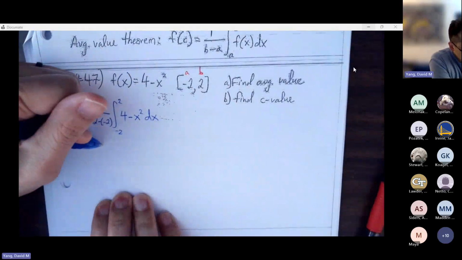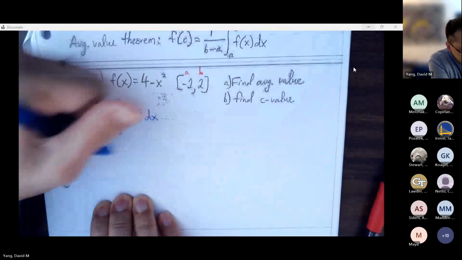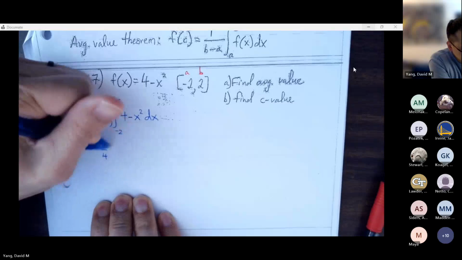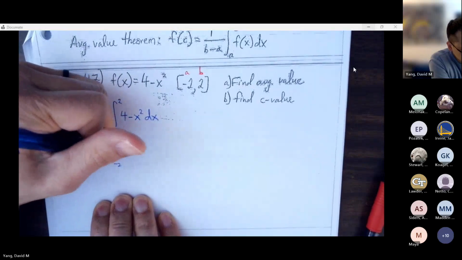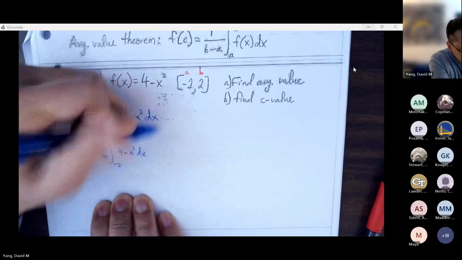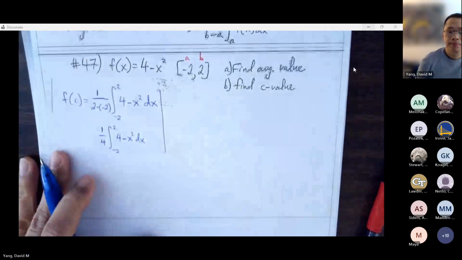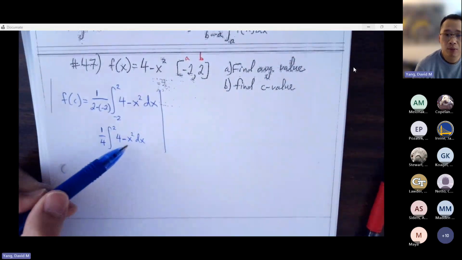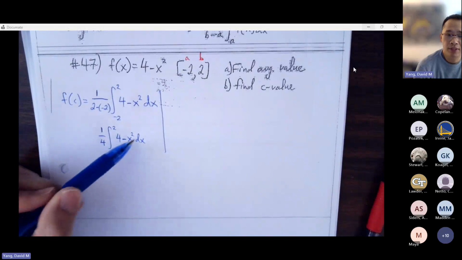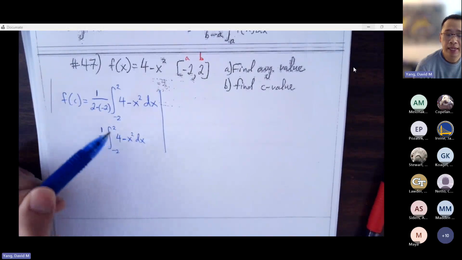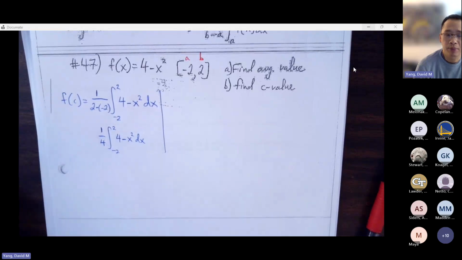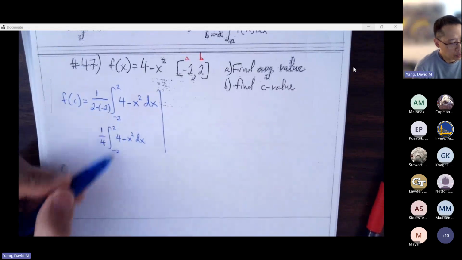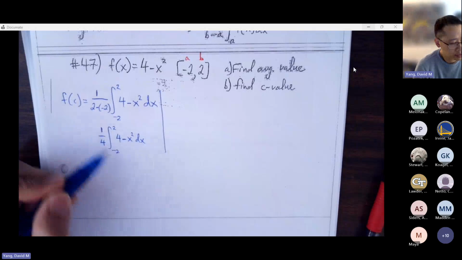Do some cleanup here. I get 1/4. I'm basically reading this from right to left here. I'm going to take care of the antiderivative, then plug in the upper and lower bounds, get that number, and then multiply everything through by 1/4. So ignore the bounds. All right, let's do the calculus procedure here.